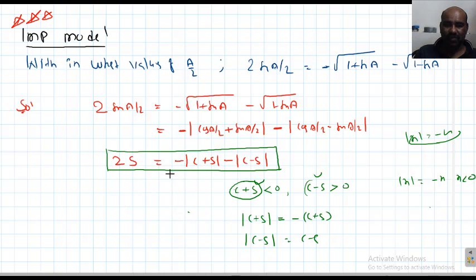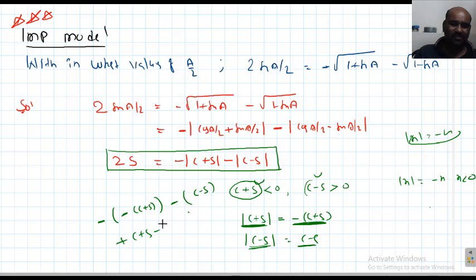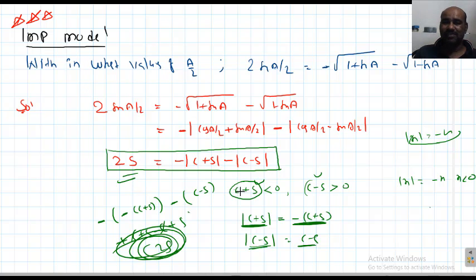Okay, observe here. You write minus as it is. Mod of C plus S is minus of C plus S. Minus as it is, C minus S. Mod of C minus S is C minus S only. Minus into minus gives plus: C plus S minus C plus S. C gets cancelled. You are getting 2S. That one only you want. When does this happen? Where C plus S is less than 0 and C minus S is greater than 0.